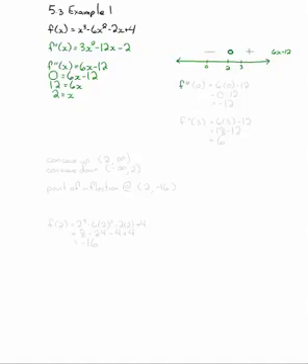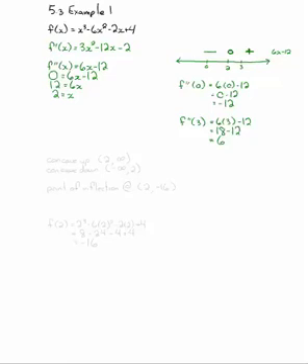So I'm going to go and find f double prime of 0, which is negative 12. So to the left of 2, second derivative is negative. Same process on the right of 2. We get 6, which is positive. So to the right of 2, second derivative is positive.